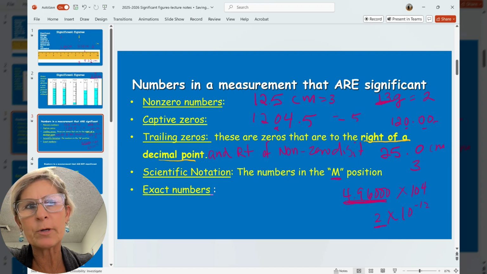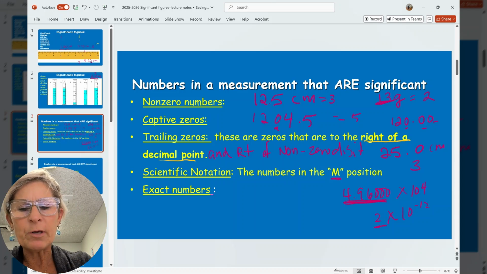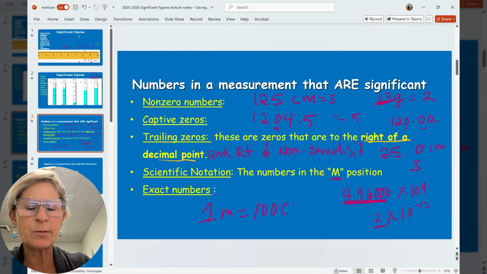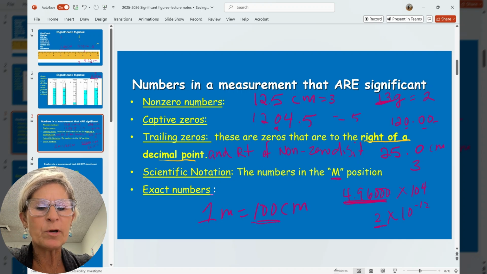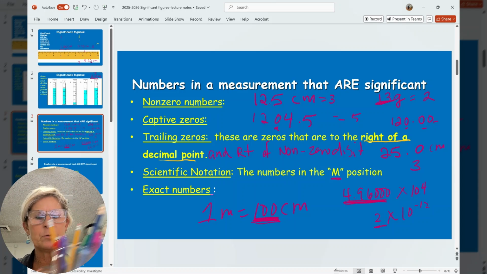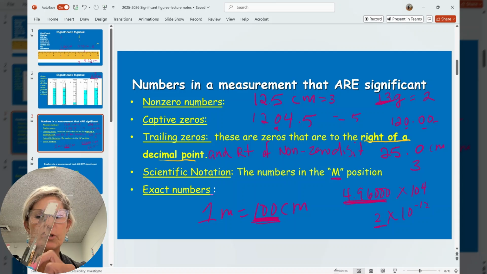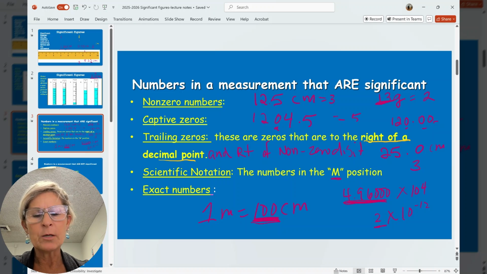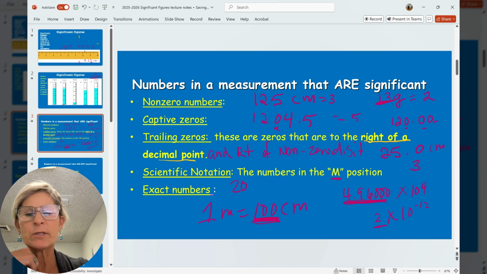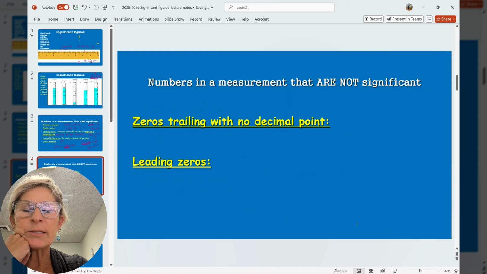Exact numbers or counted numbers. So I know for sure 1 meter is equal to 100 centimeters. Every single one of these numbers are significant. So I'd have 3 sig figs here because it's an exact number. Or if I was to make you guys count everything I have in this beaker, it's a counted number, which would be considered an exact number. So if I had 20 items, both of those are going to be significant because it's an exact number or a counted number. Okay, so what's not significant?